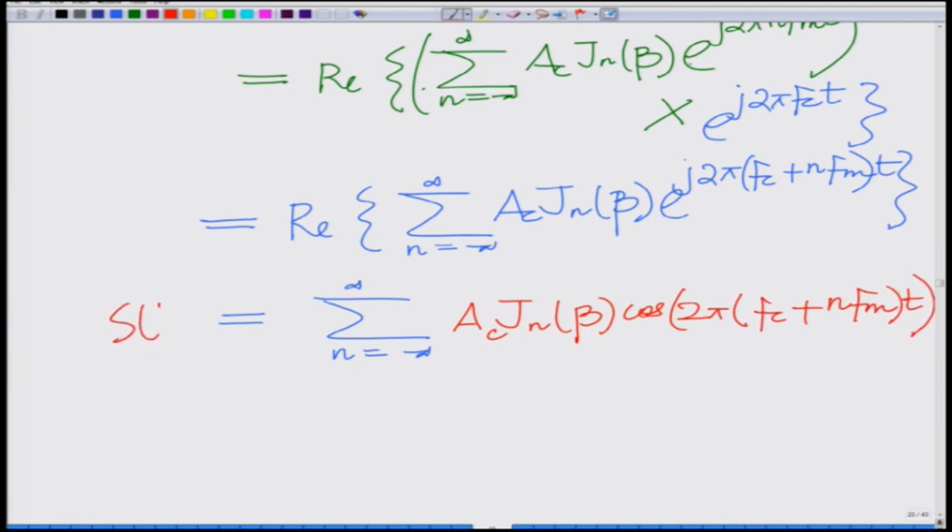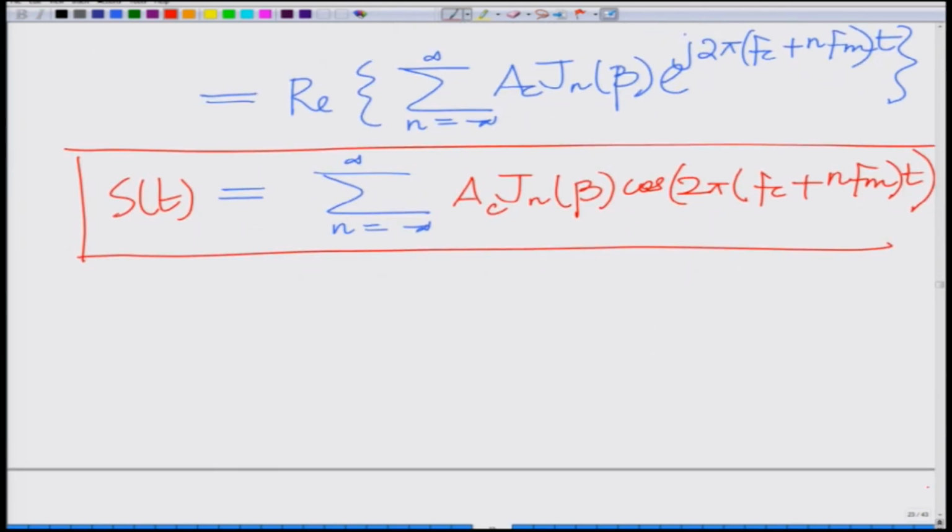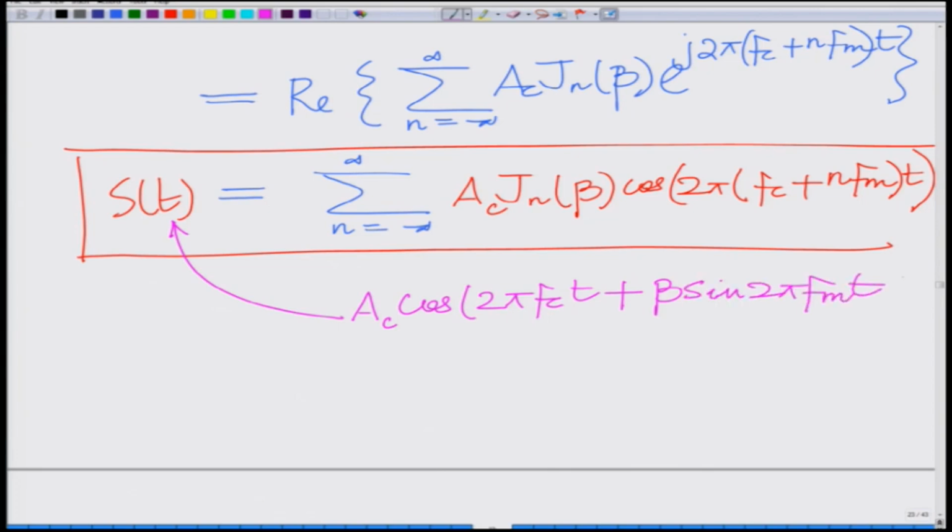That is your S(t), which is your passband signal. Remember the expression for S(t): it is A_c cosine(2π f_c t + β sine(2π f_m t)). So, this is basically the summation from n equal to minus infinity to infinity of A_c J_n(β) cosine(2π (f_c + n f_m) t).